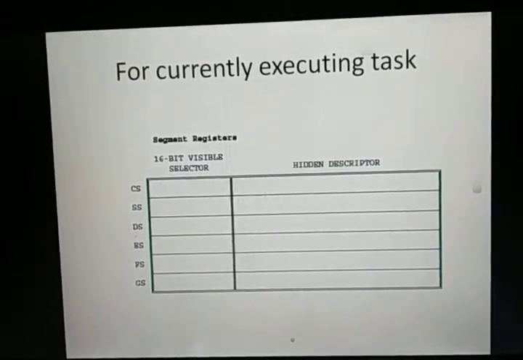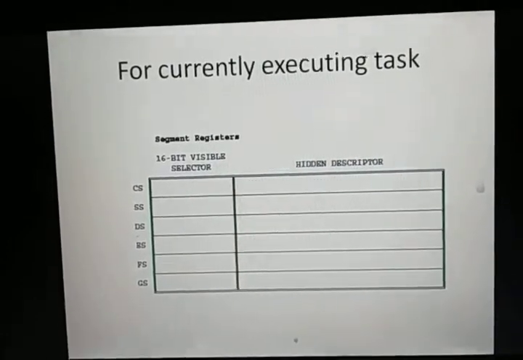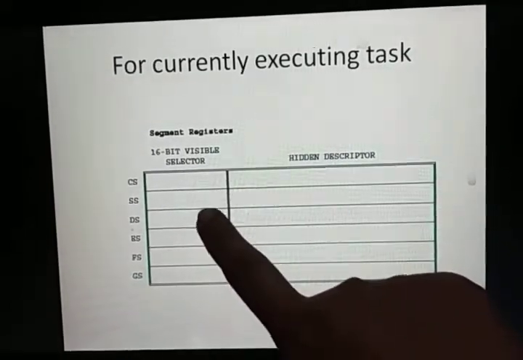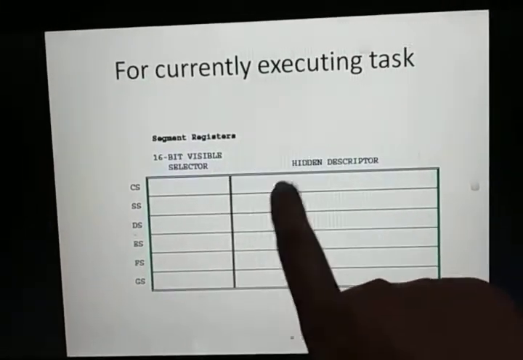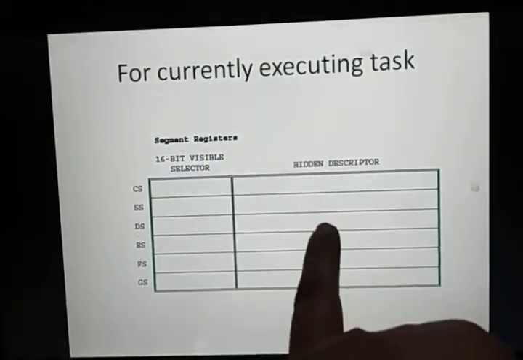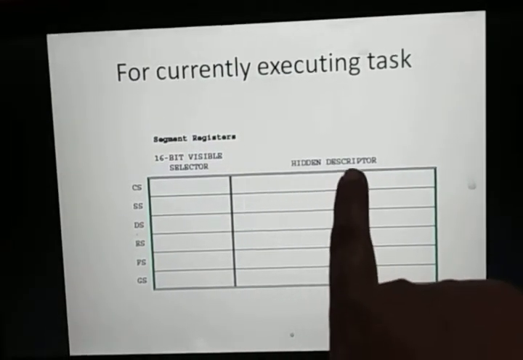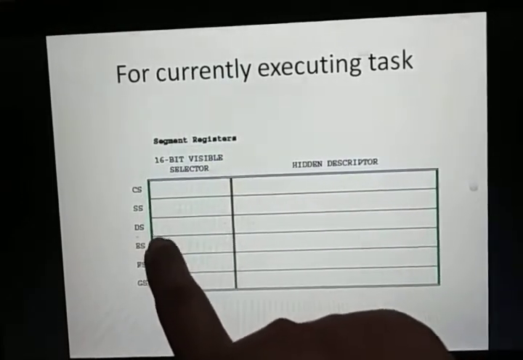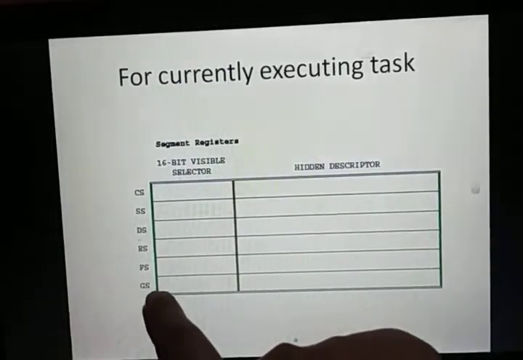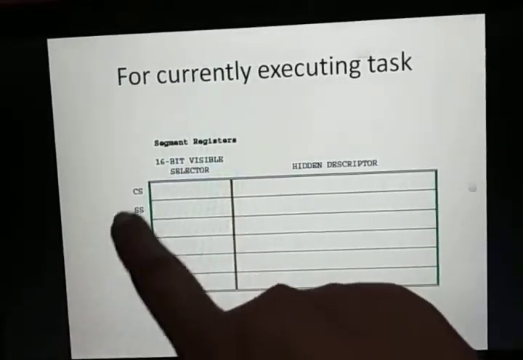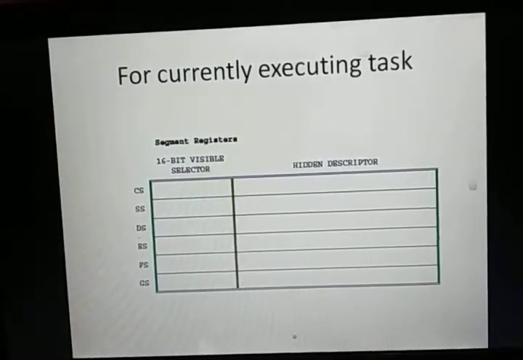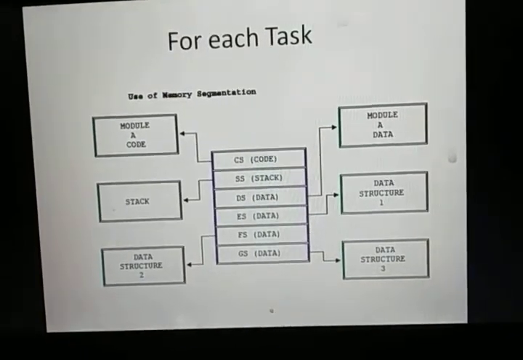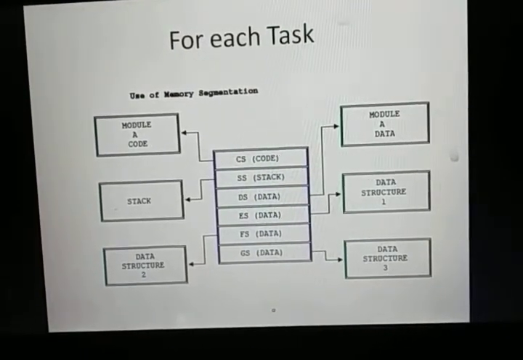For the currently executing task, we divide the segment register into two parts, the selector field and the hidden descriptor. The selector part is visible to the application programmer, and the hidden part is hidden from the programmer and used only by the processor. These are the code segment, stack segment, data segment, extra segment, ES, FS and GS. The segment selector field is the visible portion. Here you can see in this diagram the code segment, stack segment, data segment, extra segment, FS and GS.